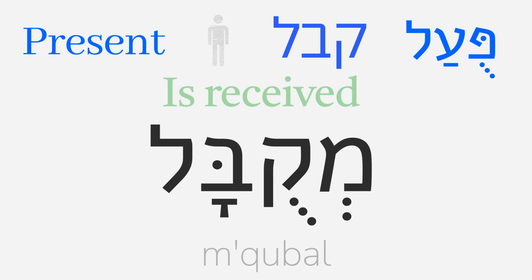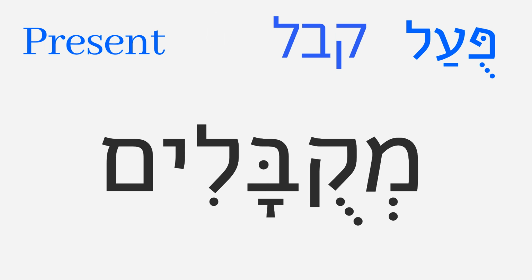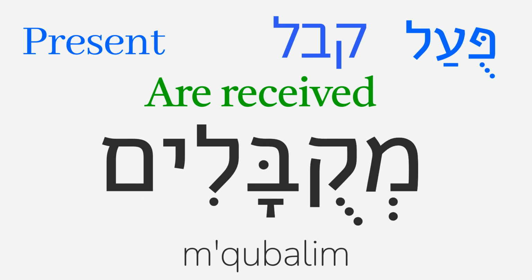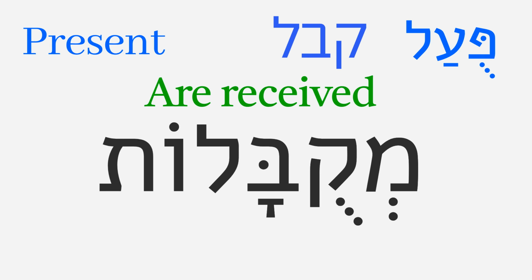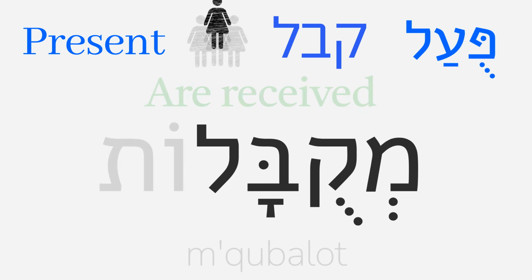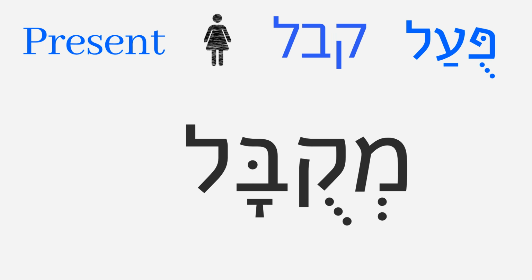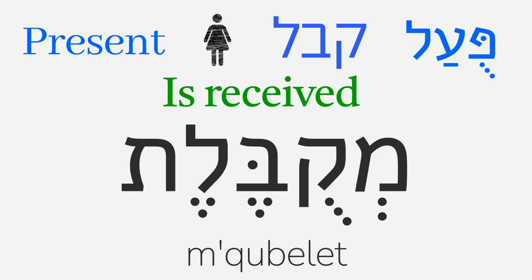We can take makubal with no vowel change and add im to make makubalim, are received in masculine plural form, or add ot to make makubalot, are received in feminine plural form. To make the feminine singular form, we take makubal, change the kamatz to a segol, and add another segol and tav. Makubelet is received in feminine singular form.